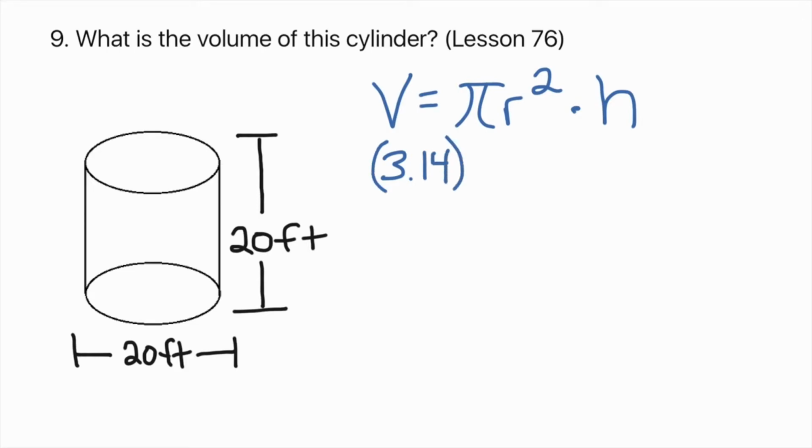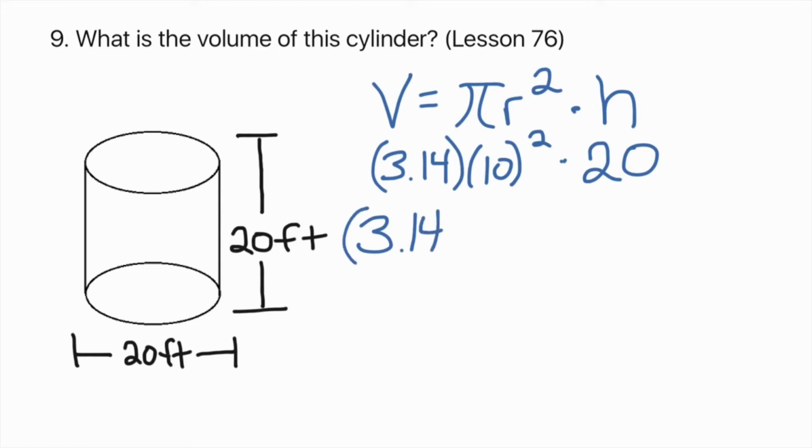We'll plug in 3.14, and then we can see the entire bottom is 20 feet, and that's the diameter. So half of that will give us our radius. So our radius then must be 10. 10 squared times our height, which is 20. Now we have 3.14 times 10 squared, which is 100, times 20.